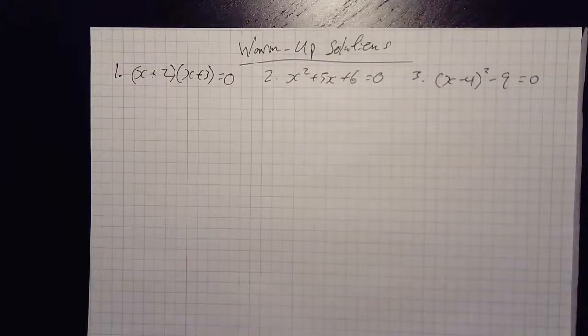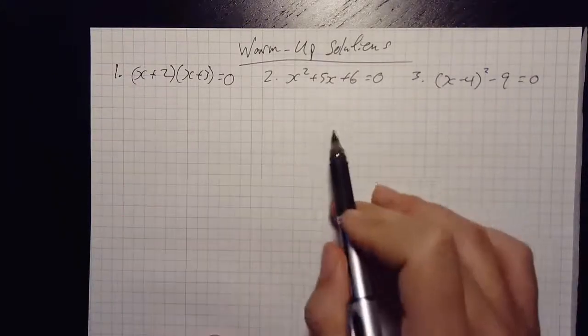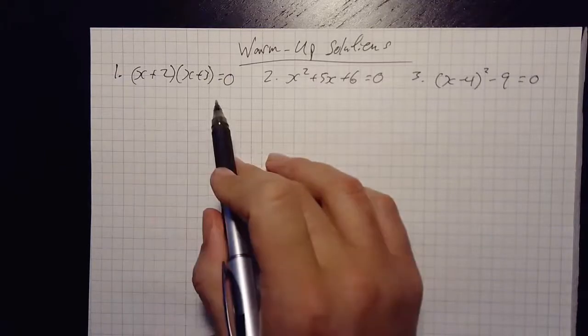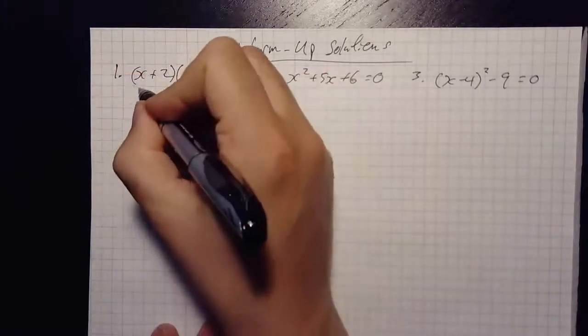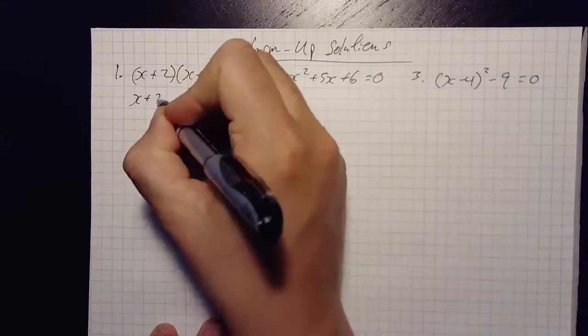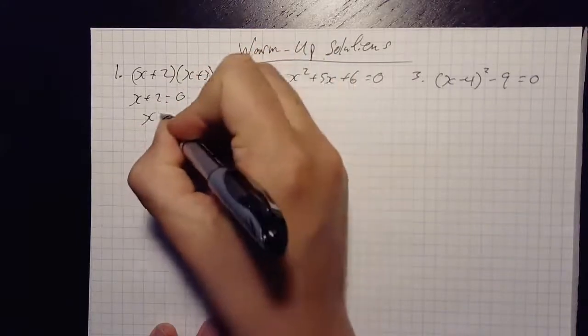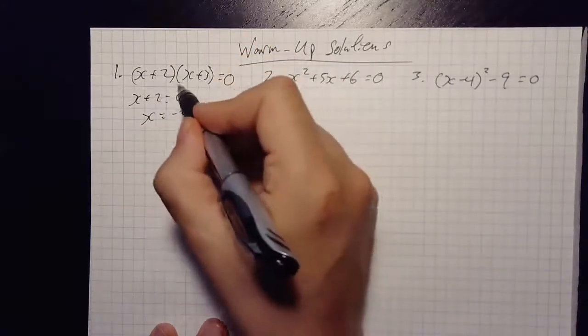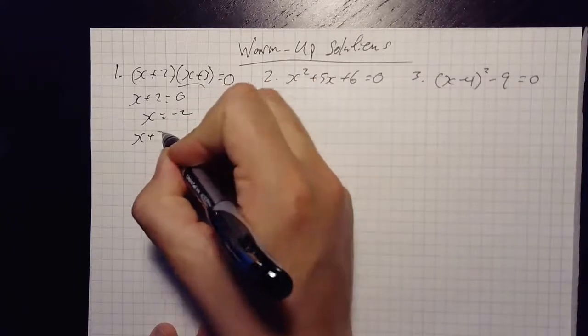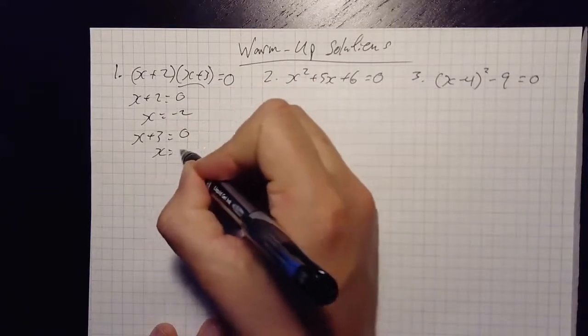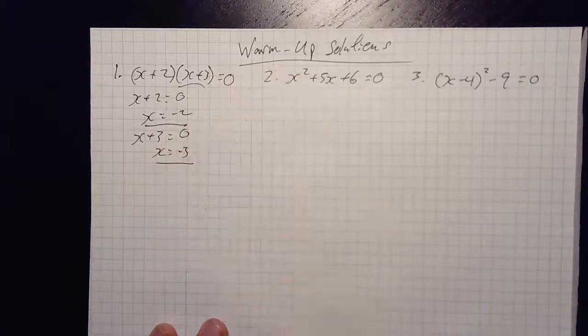Okay, here's the solution to some of your warm-up questions. So we're going to solve these. The very first one here, it's already in factored form, which makes it easy to solve. So I know that x plus 2 must equal 0, so x would be equal to negative 2. And then I know that x plus 3 must be equal to 0. And so x has to be negative 3. So those are my two solutions.